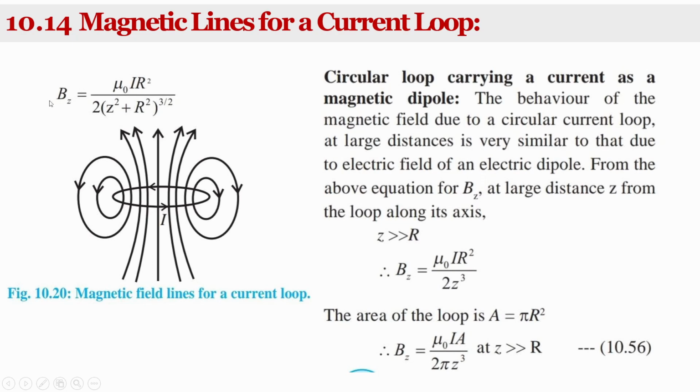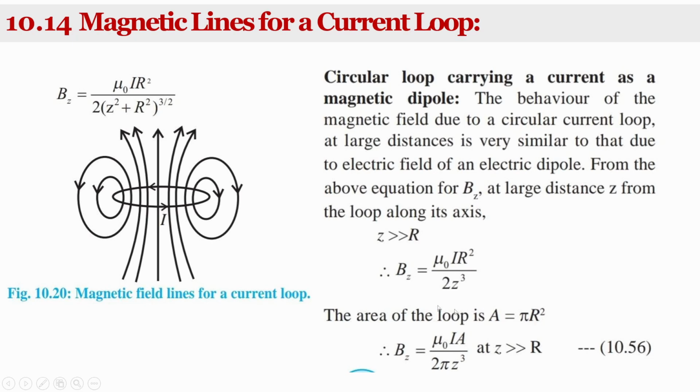So what is the term remaining? Bz equal to mu naught I r square divided by 2 z cube. We can neglect the term r square. Then, when we consider the area of the loop, you know that the area of the loop is pi r square.